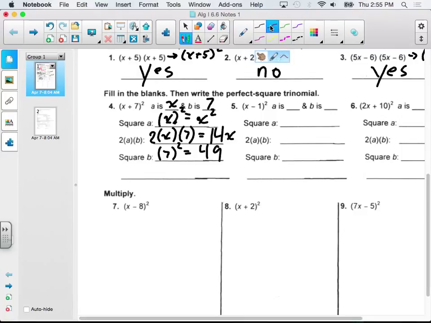So we have all our terms left. What kind of model would this one look like? Perfect square trinomial. So we just put them all together. So x squared plus 14x plus 49. And there you go.